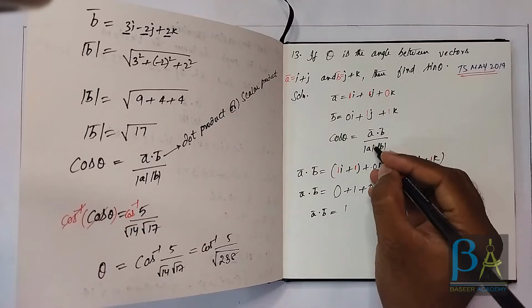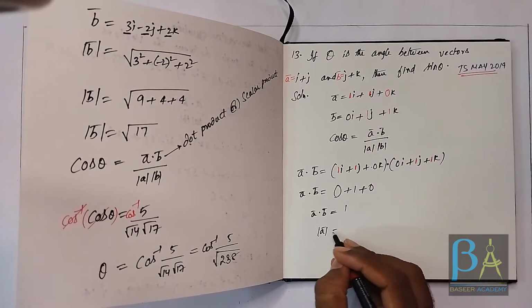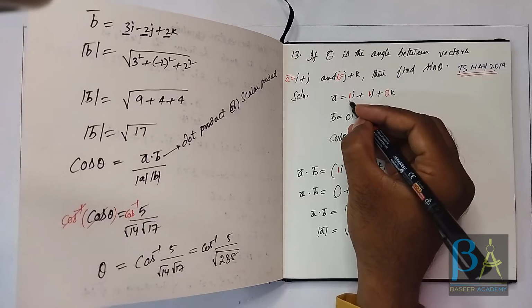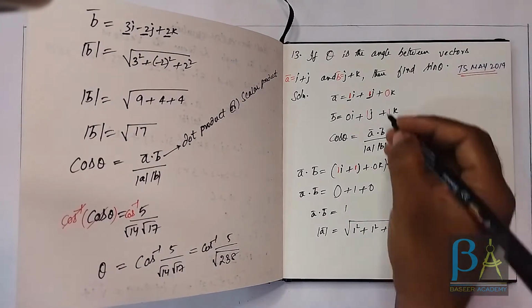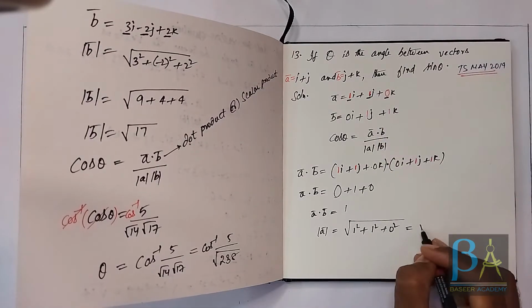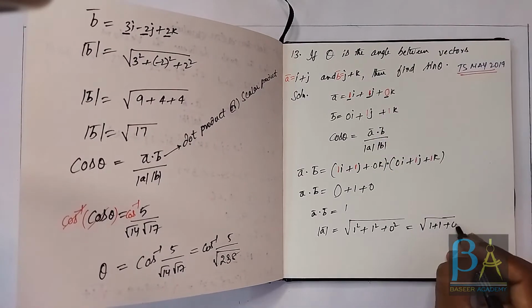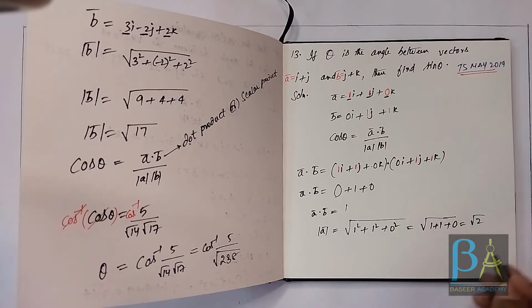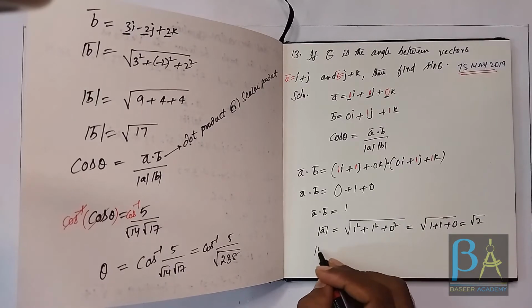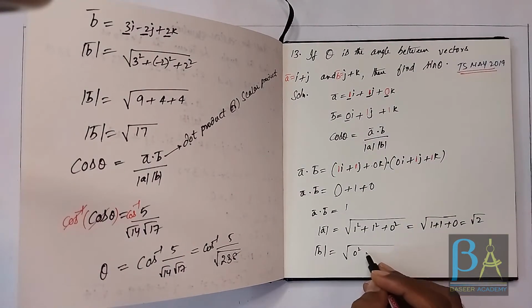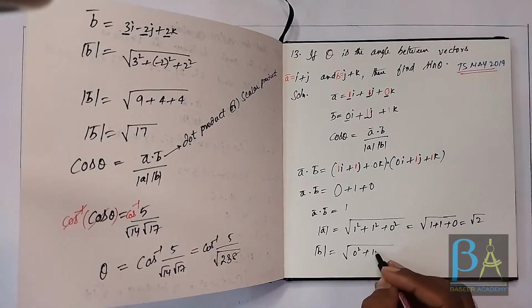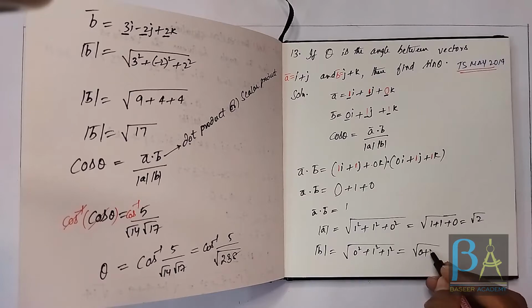Now let us find out mod A. How do you find out the modulus of A? Square of this one plus square of this plus square of this. 1 square is 1, 1 square is 1, 0 square is 0 itself, 1 plus 1 is 2, 2 plus 0 is 2 itself, obviously root 2. And then the modulus of B. Square of this, and then square of this, and then square of this. So you are left with 0 plus 1 plus 1, which is nothing but root 2 again.